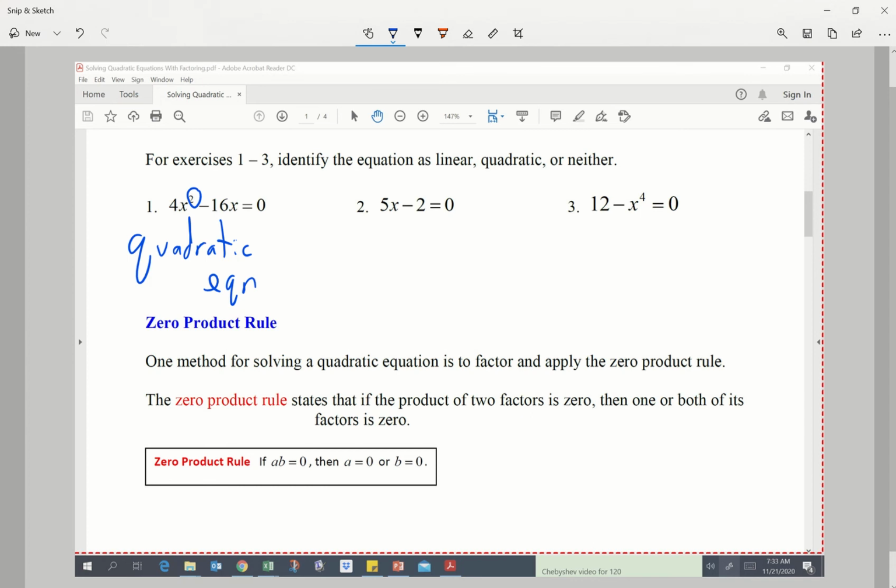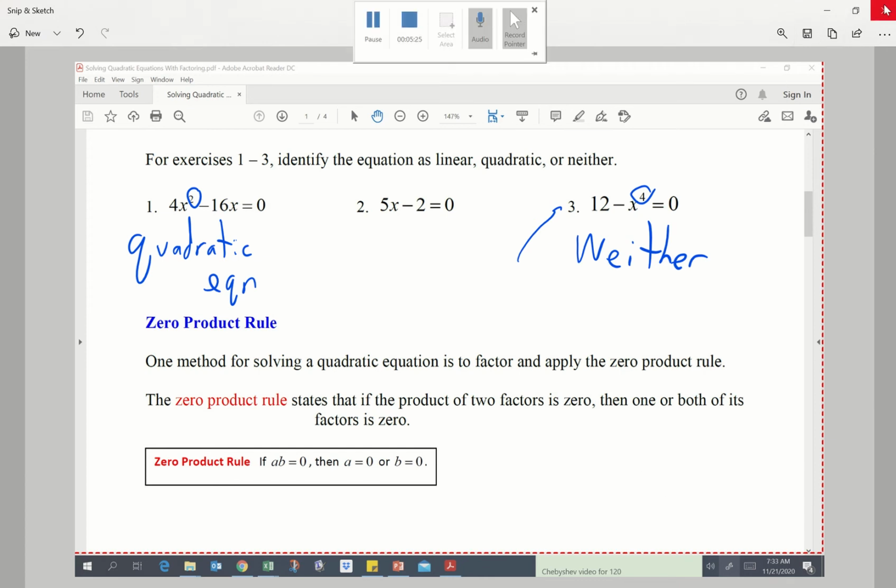If we take a look at question number 3, we see that the highest power of x is x to the 4th. So that's a higher degree polynomial. That's not linear or quadratic. This would fall into the neither category. Okay. So we would refer to the type of problem in question 3. It would just be a higher order polynomial. It's a polynomial of degree 4. It's not linear, nor is it quadratic.